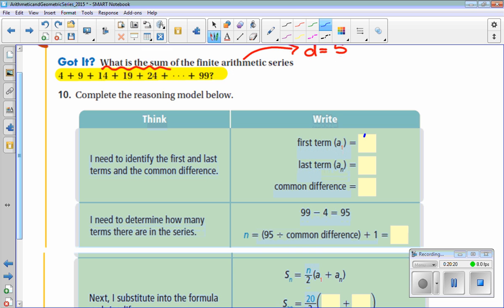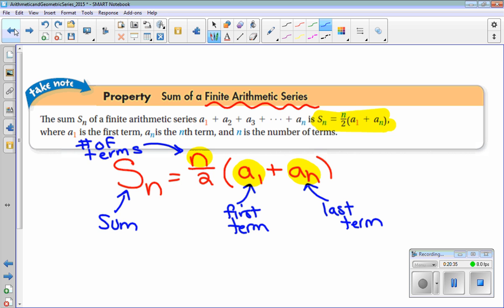4 is the first term. And you said the last term was what row? 99. Good. And Christian, you already told us what the common difference was. What's that? Perfect. Why do I care about the D? Because that wasn't something I had to plug in here, was it? Not something I had to find.